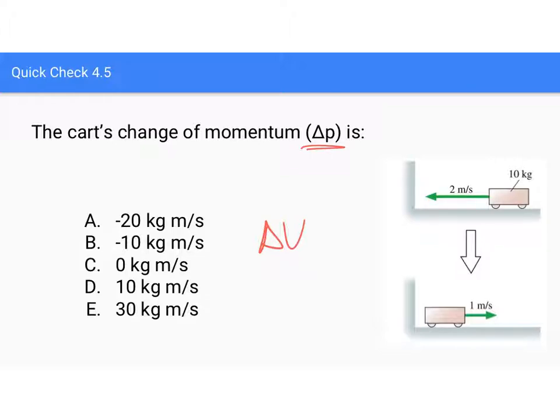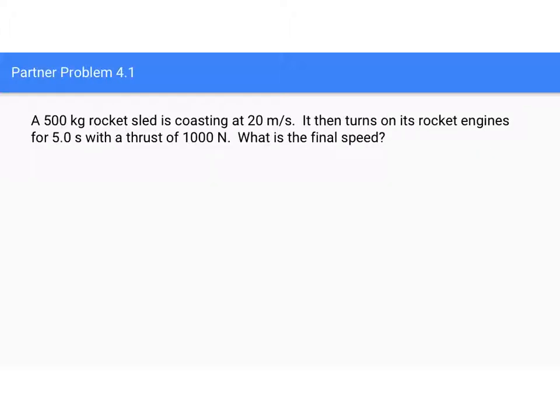But this is going negative 2 meters per second. And now it's going plus 1 meter per second. So it actually has a total change of 3 meters per second. And 3 meters per second times my 10 kilograms is going to be 30 kilogram meters per second. So you've got to be careful with momentum because, again, this is a vector quantity. It has magnitude and direction.